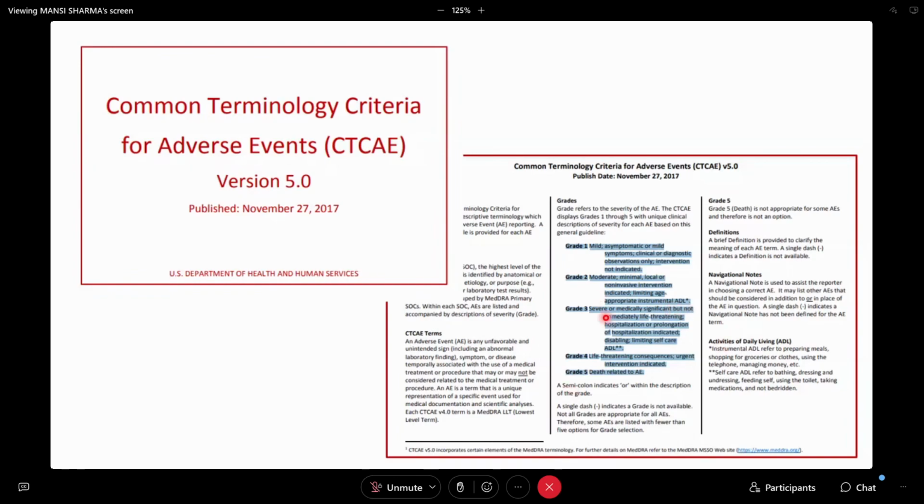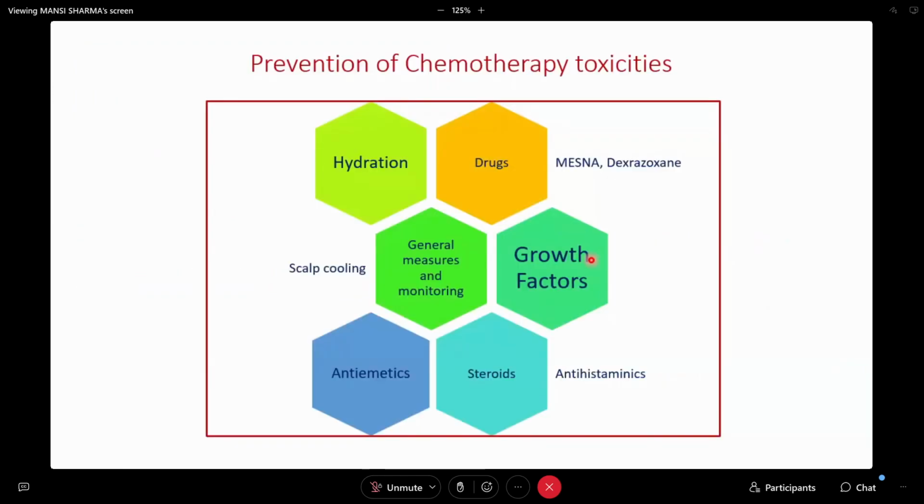For grade 3 and grade 4, of course, we either stop the inciting agent altogether, or we re-challenge it after the toxicity has come back to a grade 1, and we give it at a reduced dose, or we add something over to it. So this is very, very important. Certain toxicities we do not re-challenge the drug at all. For example, doxorubicin-based cardiotoxicity, certain drug-induced ILDs or pulmonary fibrosis. So in short, these are the measures that we use to prevent chemotherapy toxicities.